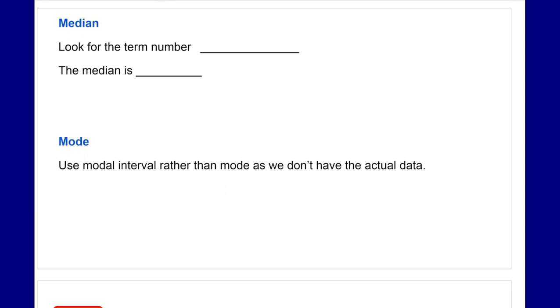When we're looking for the median, it's a little bit different. We can still look for the right term number. If I have 55 data points, I'm going to divide by 2 to find the middle. I get 27.5. So I want to look for the 28th data point.